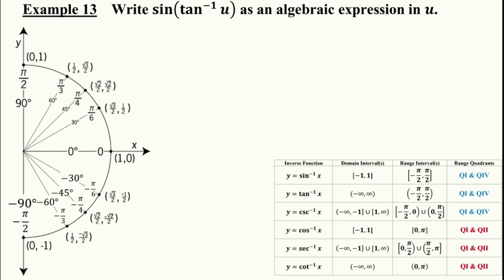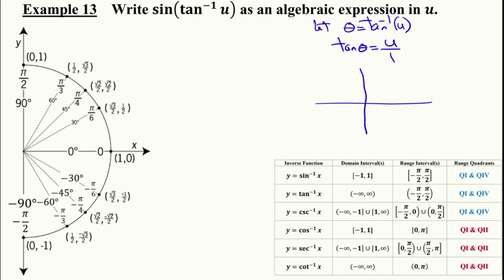So firstly, we're dealing with an inverse tangent. Let's go ahead and call that theta. So let's go ahead and let theta be the inverse tangent of u, right? So what does that mean? That means the tangent of theta must be u, which we can of course write as u/1, right? So that we have a quotient, we know how to form a triangle. So now we're going to go ahead and form a triangle.